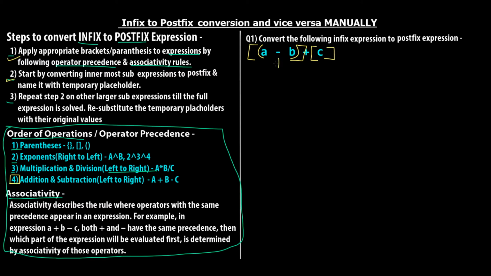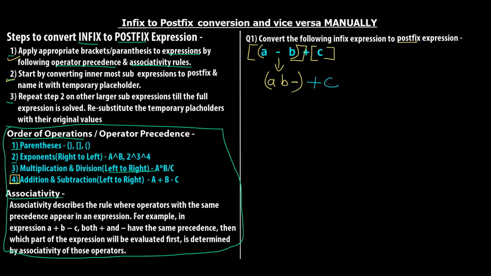So we will convert a minus b to its postfix format. The postfix format of a minus b would be a, b, and then we have minus, right? So this is postfix format, and then plus c will remain as it is. Let's keep plus c as it is.